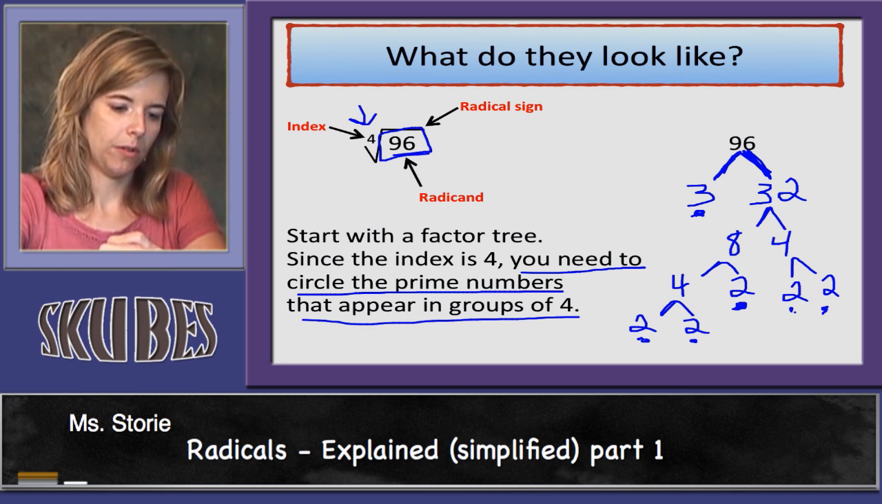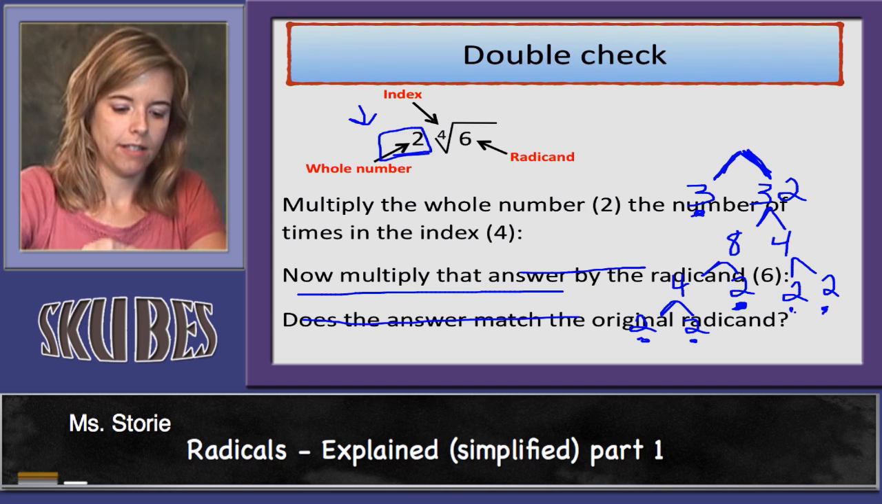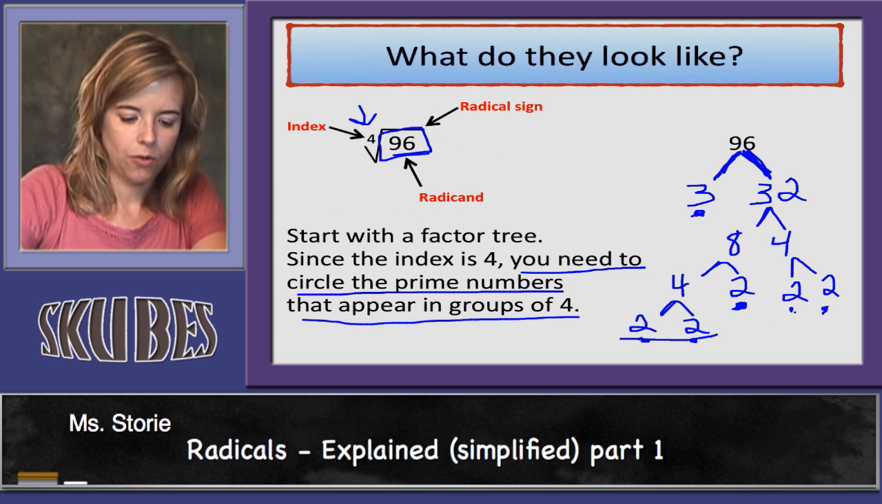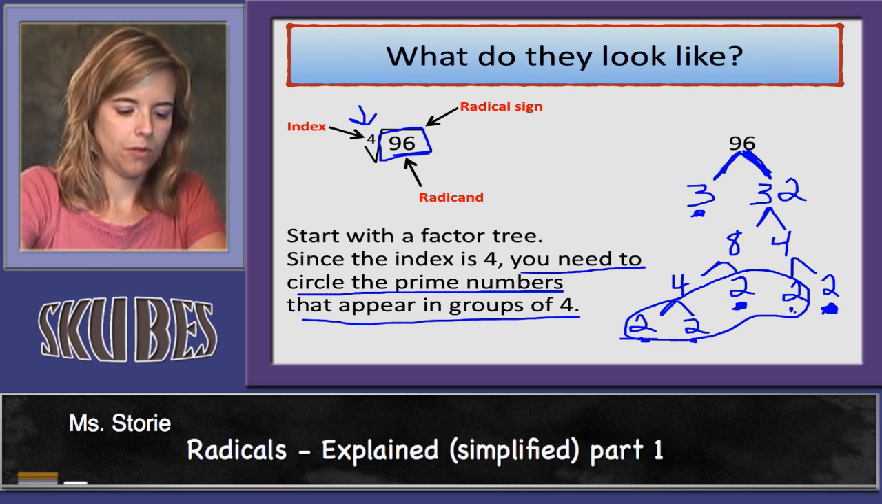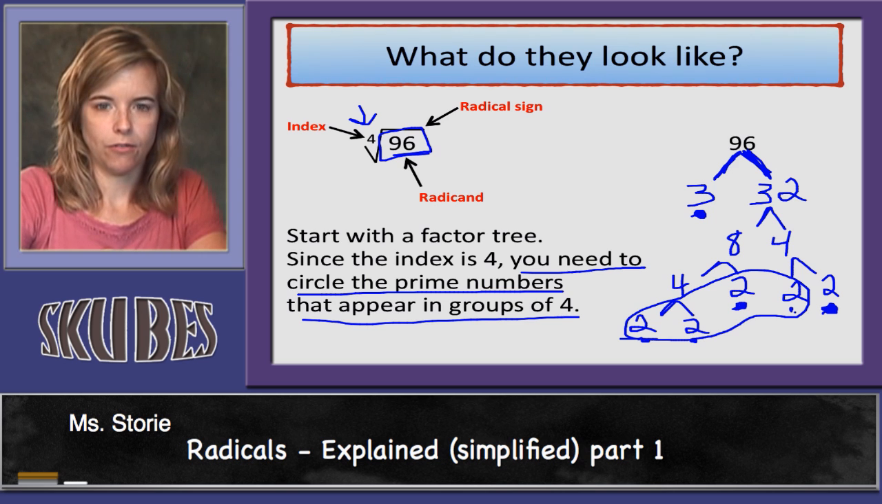So if we go through and look at that, they're asking us to circle groups of 4. There's a group of 4 2's. And we still have the prime number 2 and the prime number 3 left over.